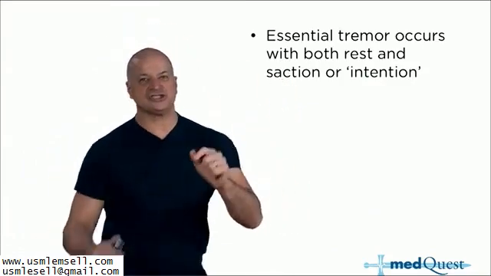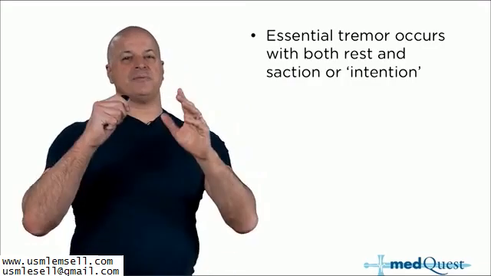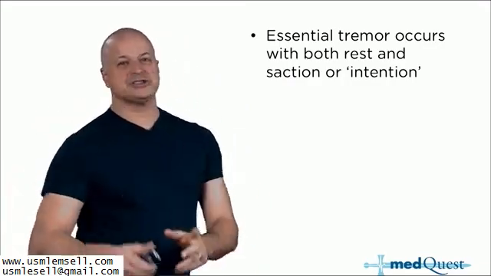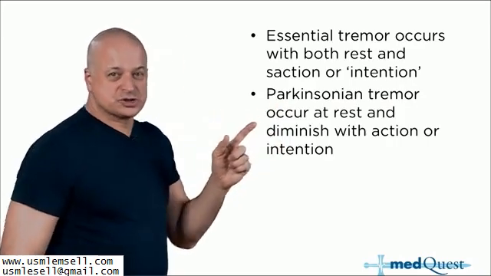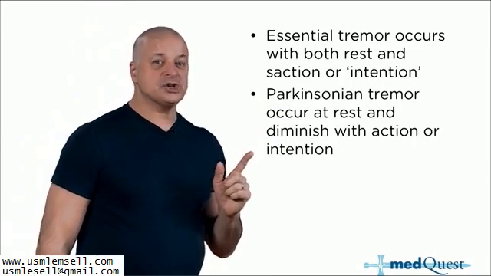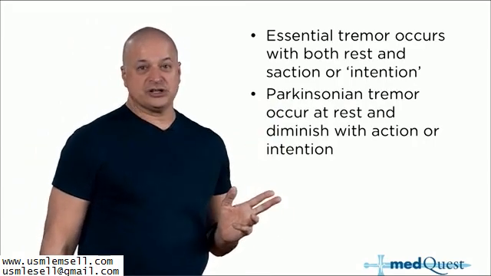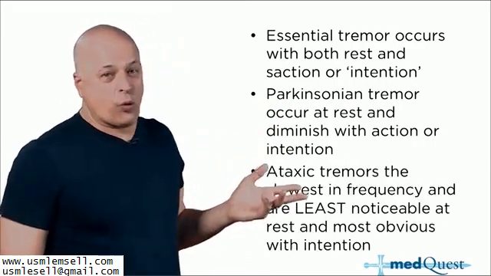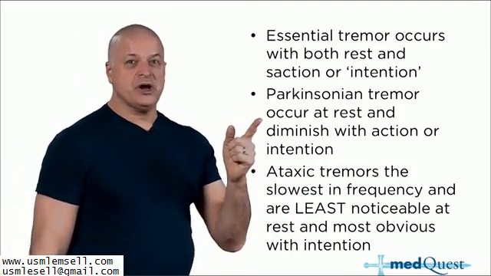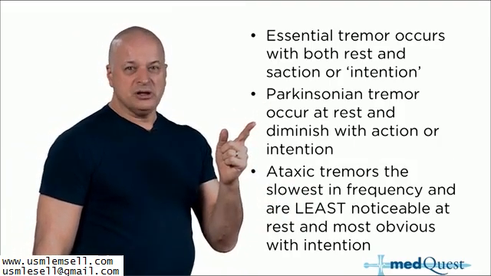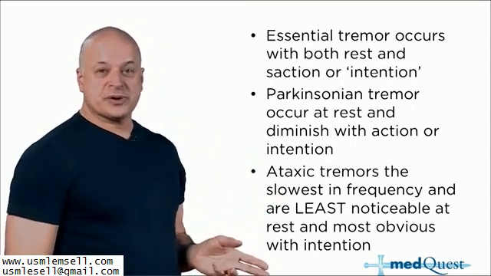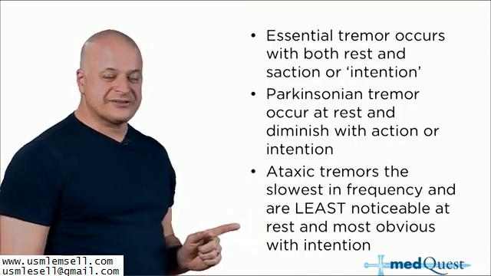Beta agonists make it worse. Beta blockers make it better. Caffeine makes it worse. Now, Parkinsonism is only at rest, and it decreases with medications for Parkinson's disease, like levodopa, carbidopa, or pramipexole, ropinirole. And ataxia is a tremor that's only when you reach for things.